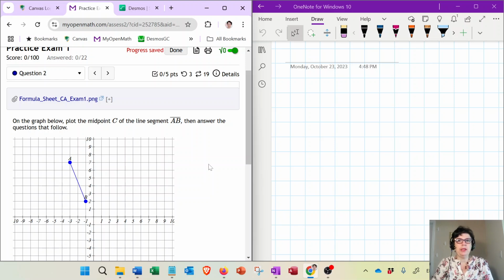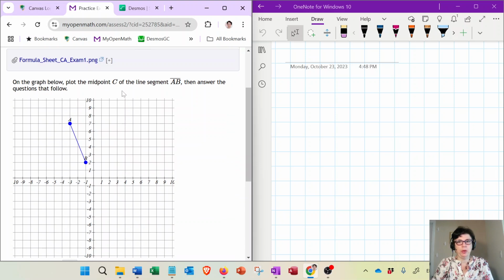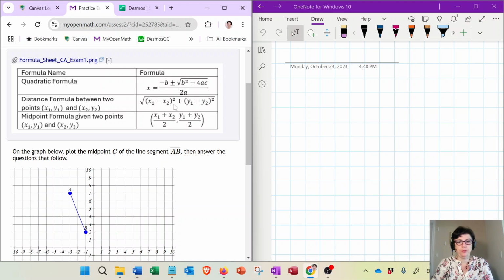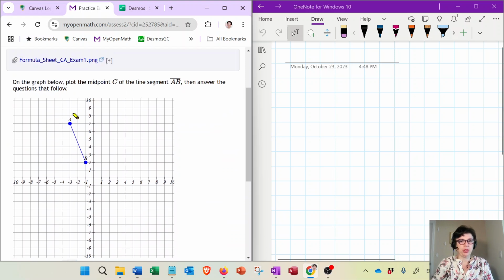Hello everyone. In this video, I am going to discuss how to find the midpoint of a line segment and also how to find the distance between 2 points. You will have access to a formula sheet which will have the formulas for you right here. So you just have to click on this little plus sign to expand the formula and see it. And first, the midpoint, because that's the easiest, and you also have to draw it.